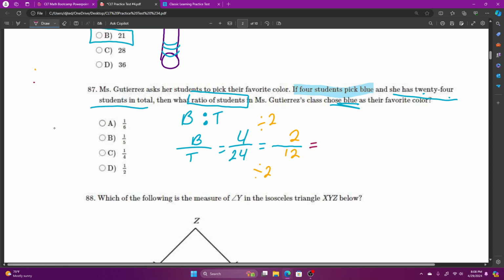And continue. Answer's still not here, so we've got to continue, right? 2 and 12. We need another common factor. What can they both be divided by? Even numbers again, so they can both be divided by 2. And 2 divided by 2 is 1. 12 divided by 2 is 6. And now when we look at the answer choices, we do see a match, so we know that the correct answer is A, 1/6.